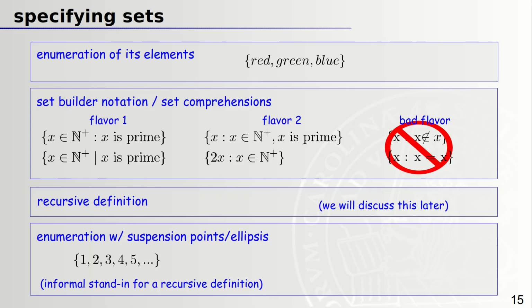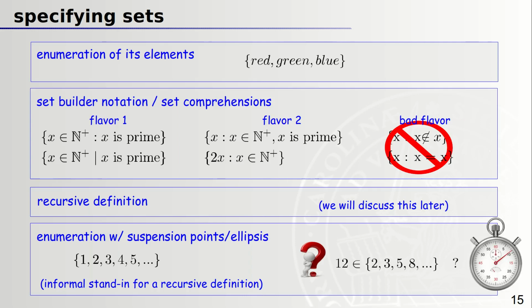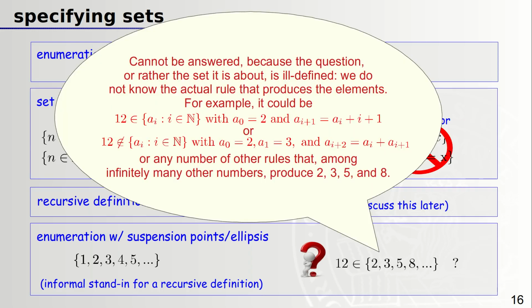When using this kind of notation, it is crucial to be aware of its limitations. For example, is this a true statement? The answer is that the question cannot be answered because the set isn't really well defined, so we have no way of telling whether 12 is one of its elements.